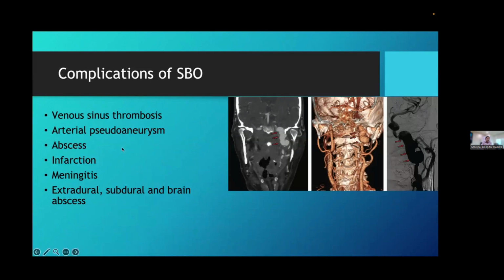Complications. Dr. Sikka already told about pseudoaneurysm, which can happen, venous sinus thrombosis, arterial pseudoaneurysm in the skull, internal carotid artery pseudoaneurysm can happen. There can be abscess, infarction, meningitis. Then we can also have extradural, subdural, and brain abscess. And so these patients might require surgical intervention by an interventional radiologist to treat the pseudoaneurysm, or by a neurosurgeon to drain the abscesses.